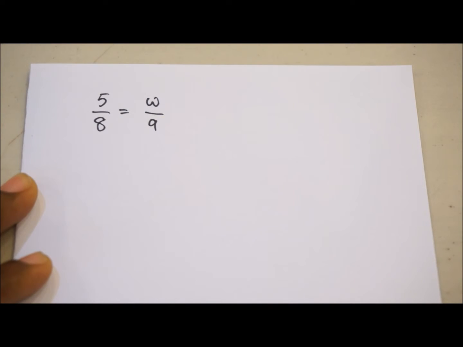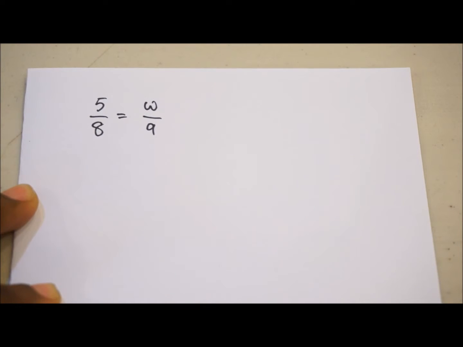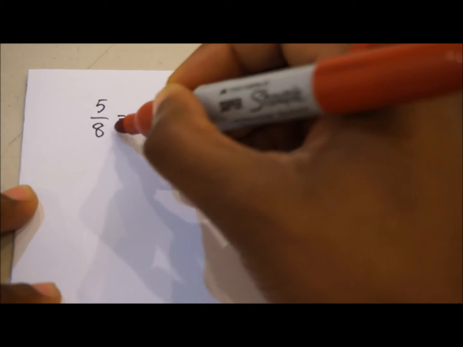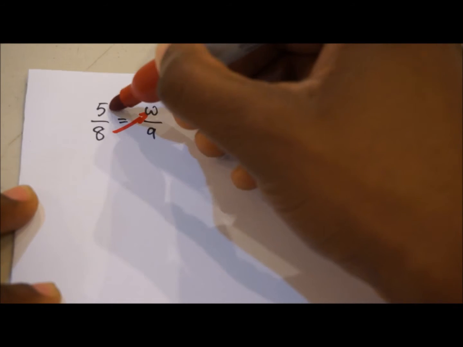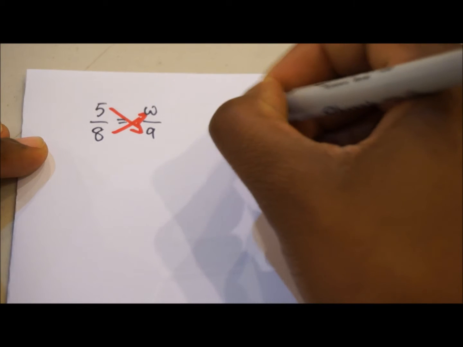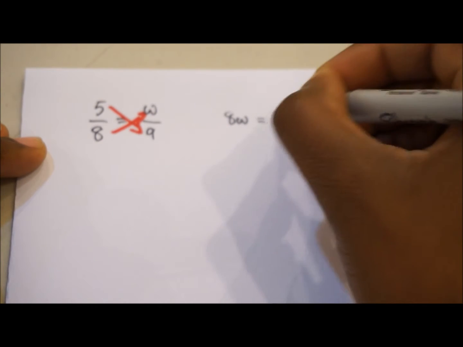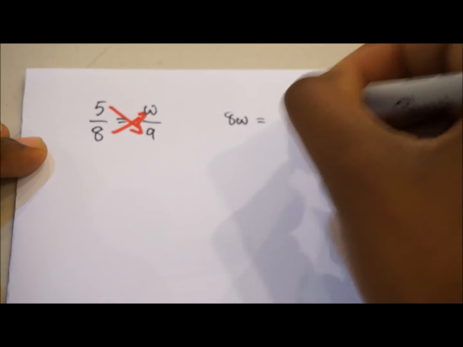I could apply cross multiplication again to solve another ratio and proportion problem. In this case, I have 5 over 8 is equal to w over 9. And the problem is asking me what is the w. As usual, I'm going to cross multiply. So I'm going to do 8 times w, then 5 times 9. If I do 8 times w, 8 times w is the same thing as 8w. I have an equal sign here, so my equal sign returns. Then I have 5 times 9.